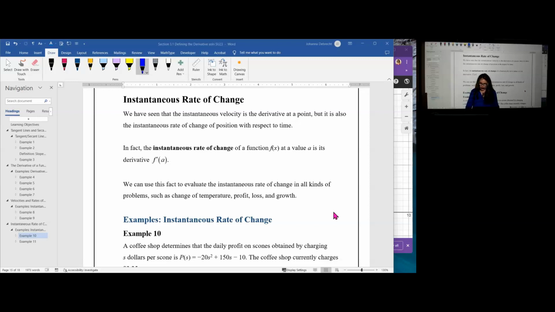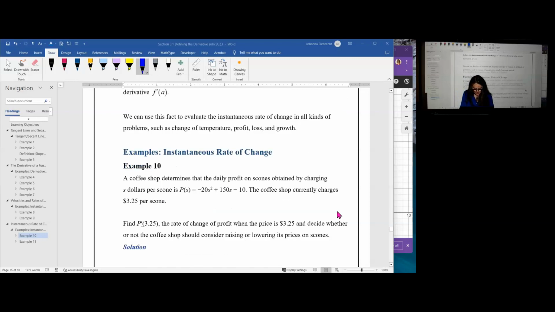Let's take a look now at using the derivative to represent an instantaneous rate of change at a particular value a, called f prime of a. We can use this for all kinds of problems. This is how calculus became so ubiquitous, just everywhere, because it can give us the change in one variable compared to another at a particular point. Let's look at this example.